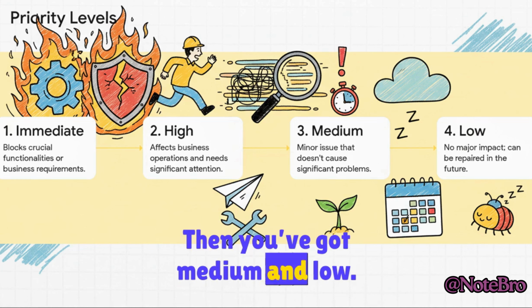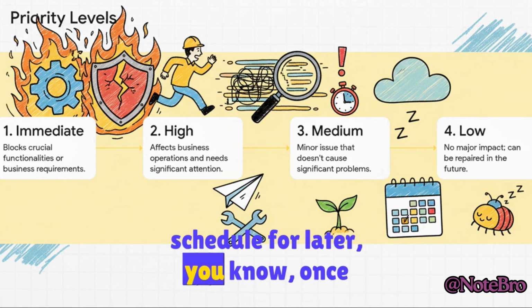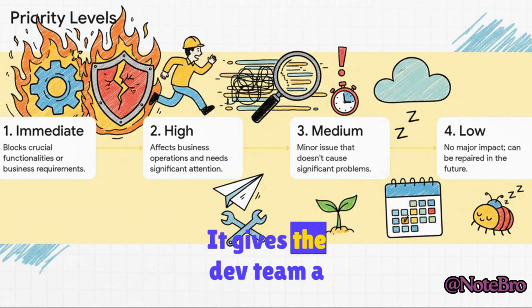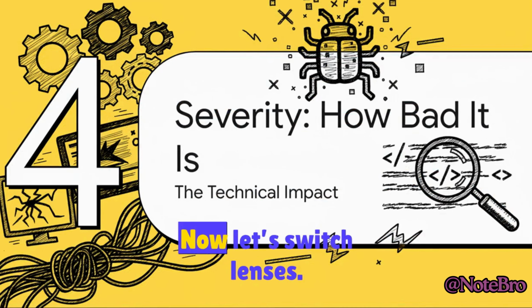Then you've got medium and low. Those are the things you can schedule for later, once the really critical work is done. It gives the dev team a clear roadmap. All right, now let's switch lenses.